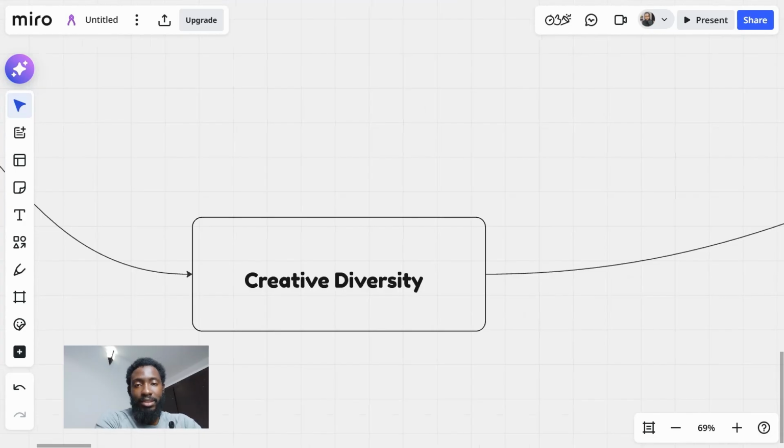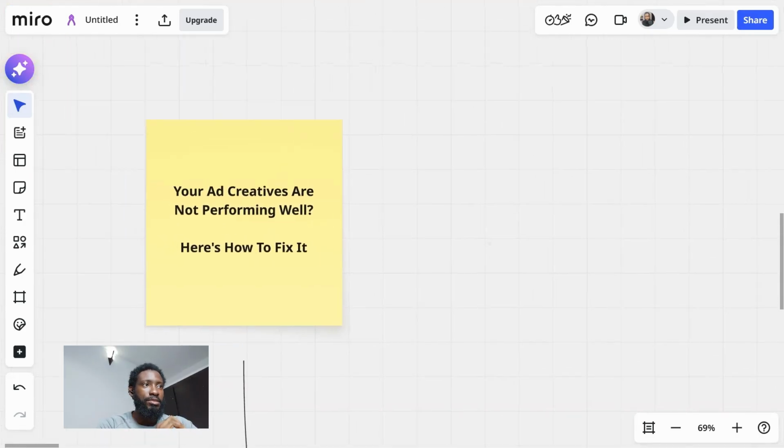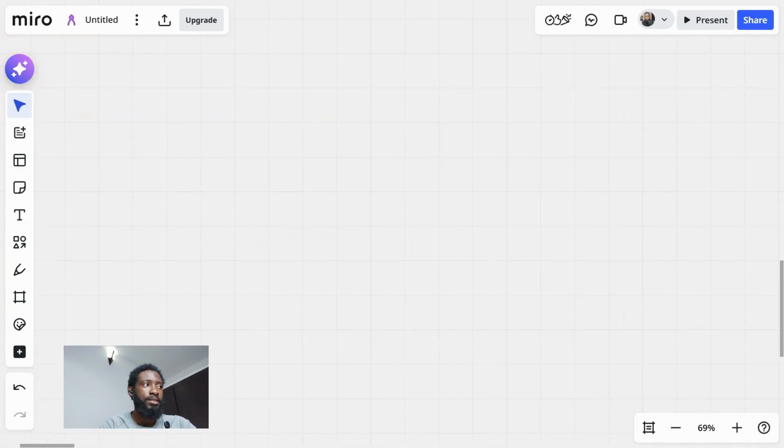What does this mean? It simply means that your adverts should not sound the same. If we are running, let's say, 5 adverts, all of them should not be the same. You have to structure your ads in such a way that they are targeted at different audiences and different segments of your target audience. So if your advert creatives are not performing well, here's how to fix it.